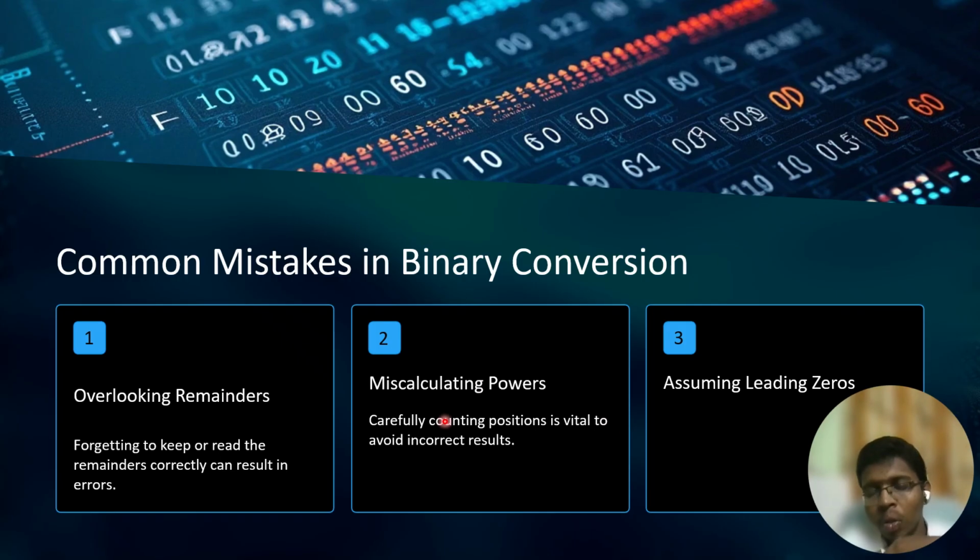Second, miscalculating powers. Sometimes we enter different numbers and different powers in the given questions. So we should enter the given question and number for every digit carefully. Counting the positions is vital to avoid incorrect results. Third, assuming leading zeros. We can get lost among so many zeros, so we have to avoid the zeros and get only the answers by calculating the binary conversions.